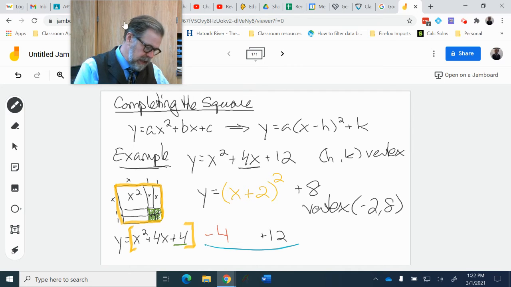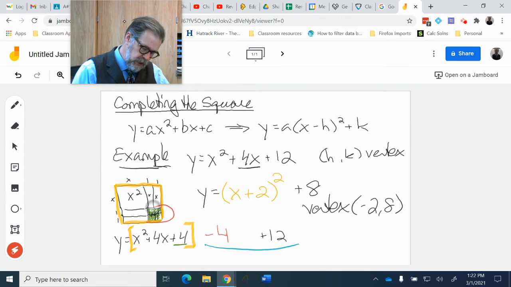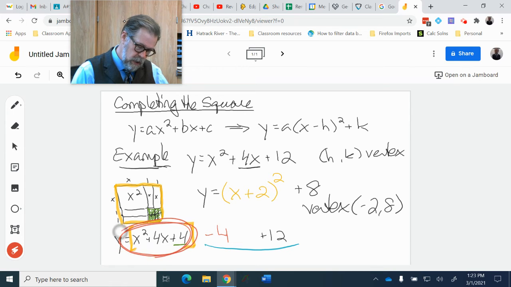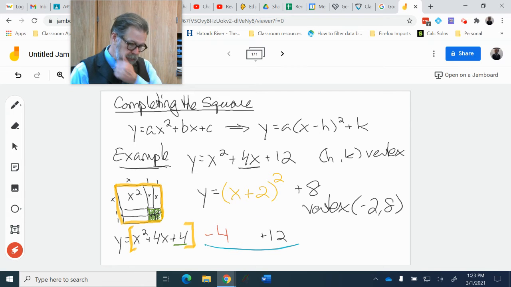Remember the idea. The things that you need to remember here is that you are adding something to complete the square. Your square is made up of your x squared tiles and your x tiles, 2 on each side in this case. And because you're adding something to complete the square, you have to subtract the same something in order to keep the equation in balance. And then we write this part as a square, and we write this part by combining like terms.